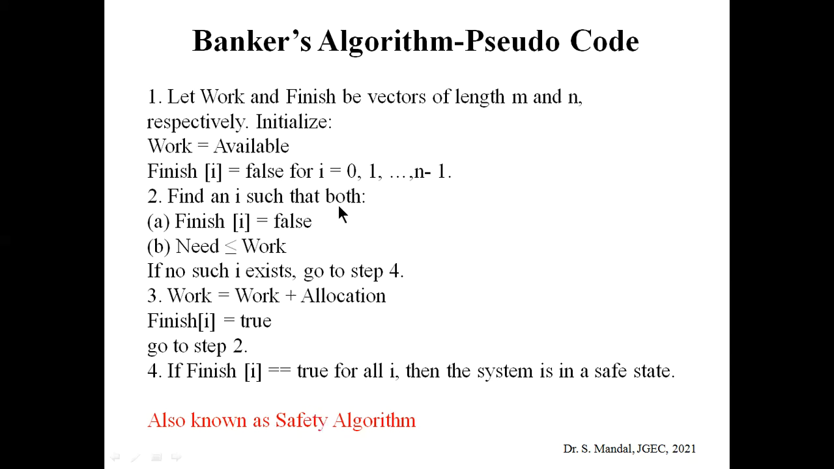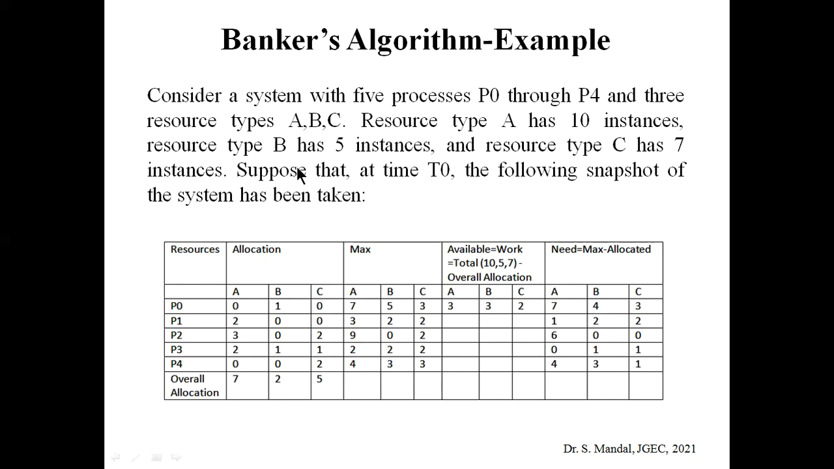So let's see how this Banker's algorithm actually works. Let us consider an example where there are five processes P0, P1, P2, P3 and P4, and three types of resources with multiple instances. Resource type A has 10 instances, B has 5 instances, and C has 7 instances. Now suppose that at time t0, that means at the beginning of the process execution, the following snapshot of the system has been taken.